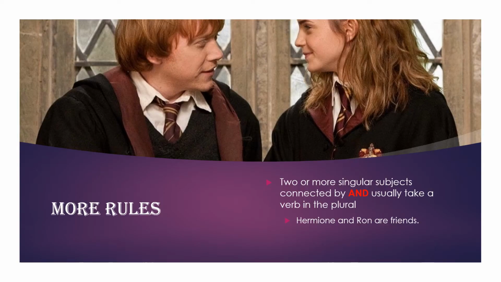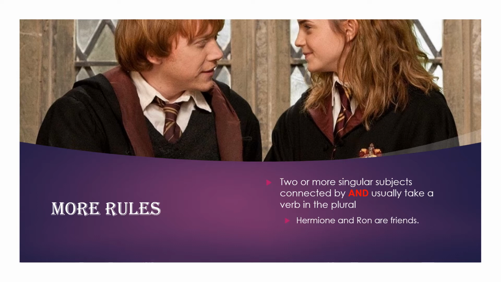Let us discuss some more rules that will make it easier for you to use the plural or the singular words in a sentence. Two or more singular subjects connected by the word and usually take a verb in the plural. Two or more singular subjects means the two subjects that we are having. These are both the subjects that you have. These are singular subjects, one entity at one time.